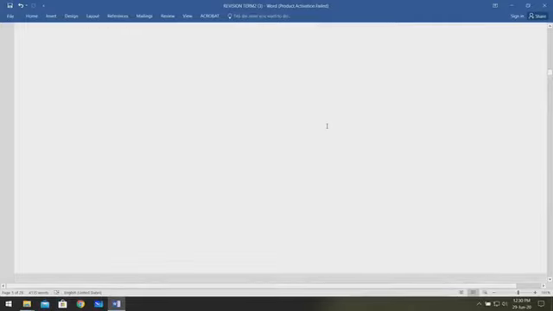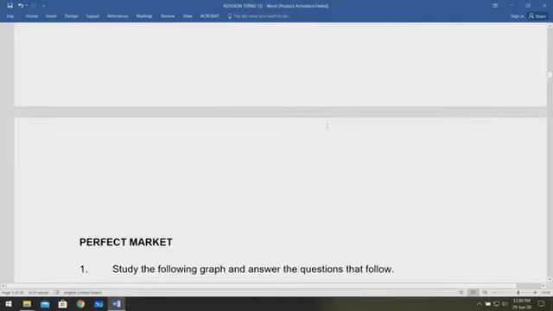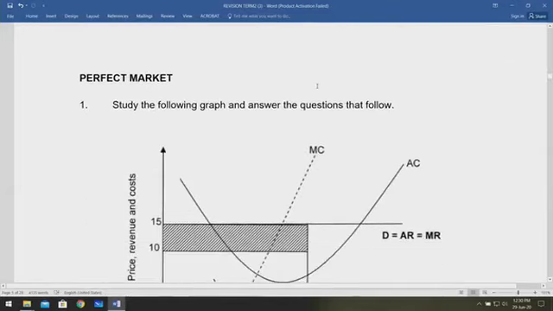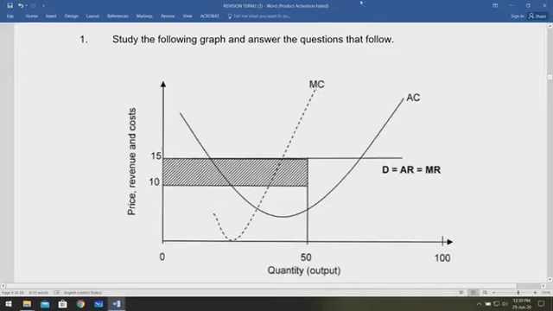Right. So now we're going to move on to the perfect market and look at the type of exam questions you can expect to see. Number 1 says, study the following graph and answer the questions that follow. Very popular. They love to ask this. And please make sure that when you look at a graph, you understand what you are looking at and that you are okay with what you are looking at.